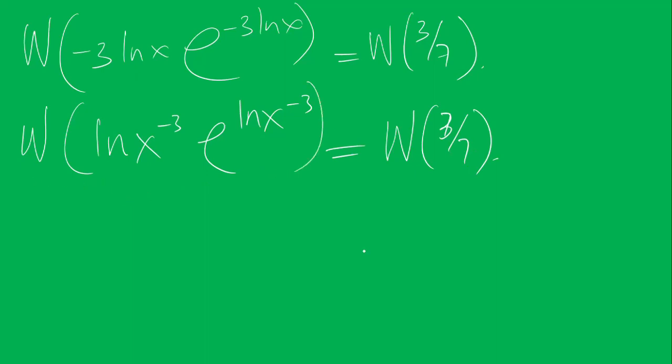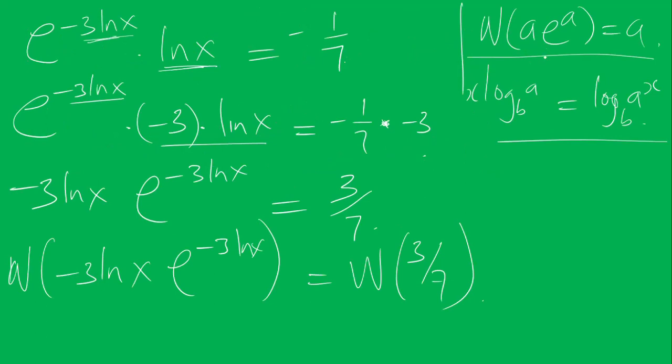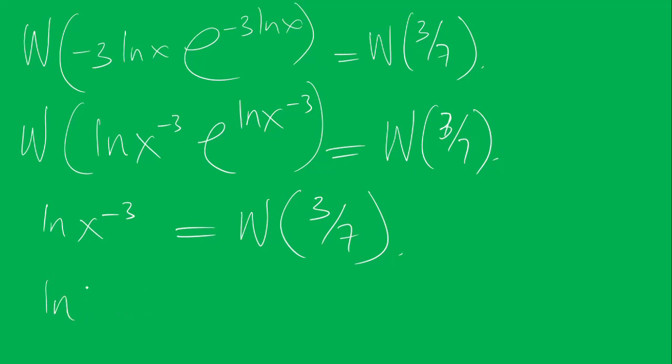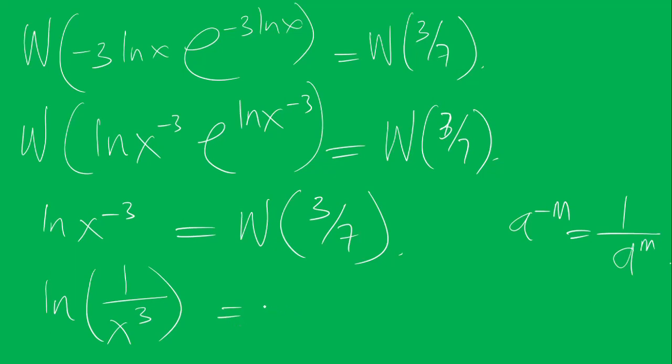Now, this expression, according to the Lambert W function, which is this, you now have natural log x to the power minus 3 is equal to W of 3 divided by 7. Now, this expression can be written in this form, using this law of logarithm where a to the power minus m is equal to 1 all over a to the power m. If you apply that, you have 1 all over x to the power 3 equal to natural log 3 all over 7.